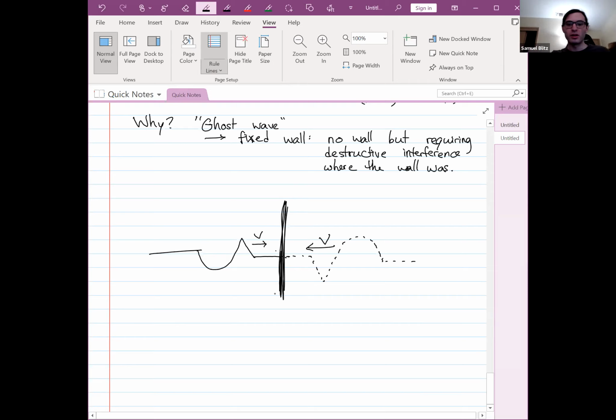And then this wave will just continue on through, because we're treating that wall as if it's not there, and this wave will become real. And so we see an inverted wave. So let me show you a GIF of this really quick.